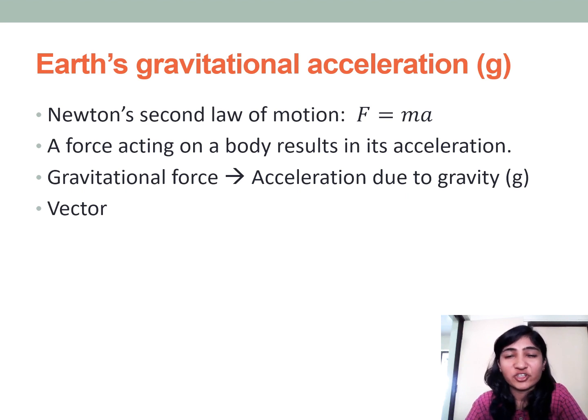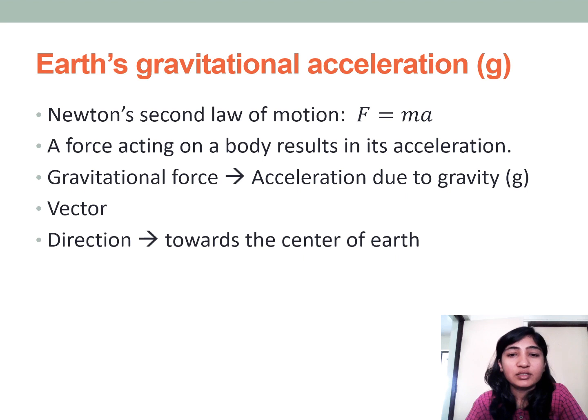We know that acceleration is a vector quantity, meaning it is described by magnitude as well as direction. And its direction is towards the center of Earth, just like the direction of the gravitational force. Just as the direction of the gravitational force is, so is the direction of the acceleration: where the force is, there the acceleration is, towards the center of Earth.